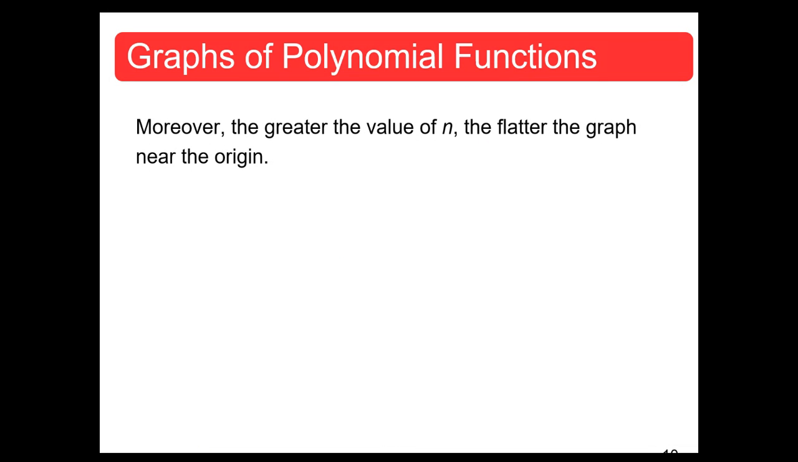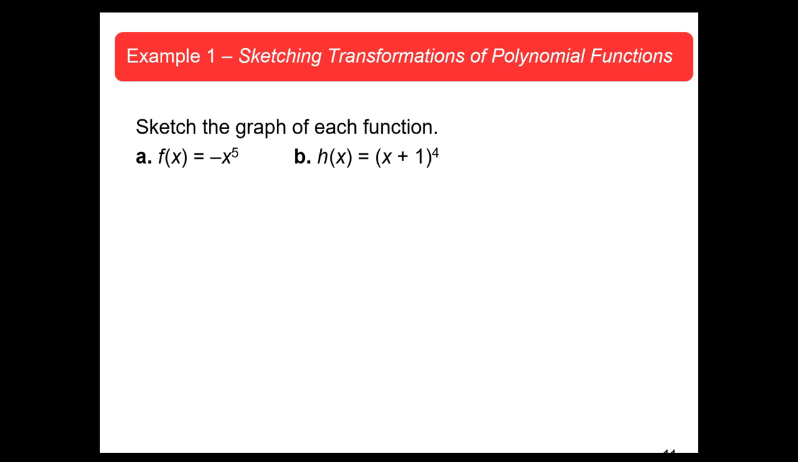As n gets bigger, like say we're getting higher and higher up, like x to the 5th, you're going to have a flatter graph near the origin. So here's what this looks like. Notice that this is negative. So instead of going like this, it's going to go the other way. It will go like this because it's negative. And this part of the graph will be flat.